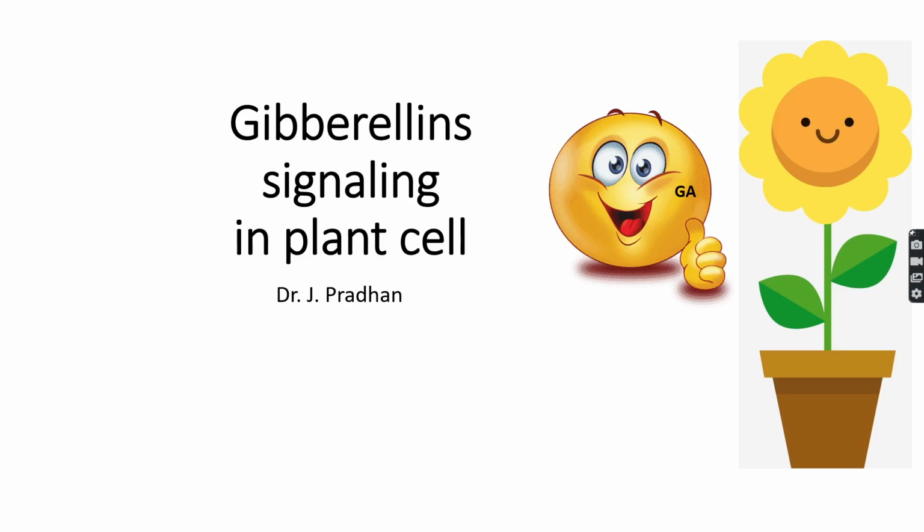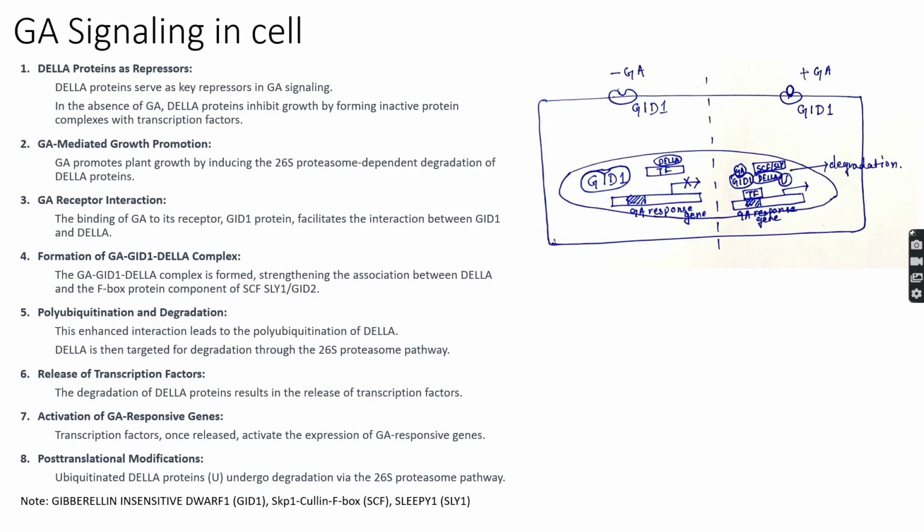Hello friends, today we are in the session of gibberellin, where we are going to study gibberellin signaling in plant cells. So, coming to the topic, here we can see a diagram of a cell divided in two parts, in which one part indicates the absence of gibberellin, and in another part there is the presence of gibberellin. Let's read the text first, then we will go into the diagram.